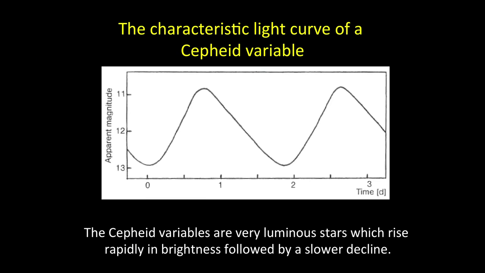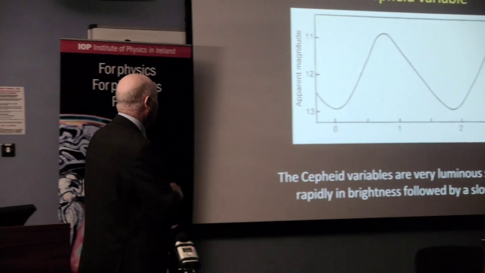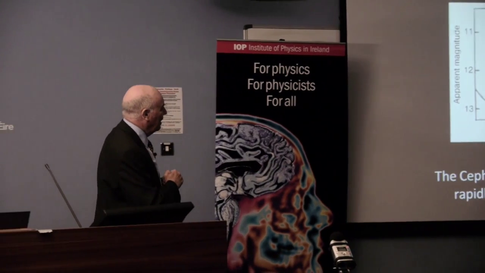Well, we heard in Paul's talk this morning about the Cepheid variable stars, which were discovered in part of the great Harvard surveys.